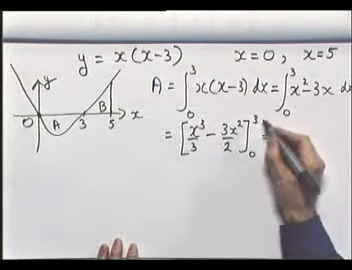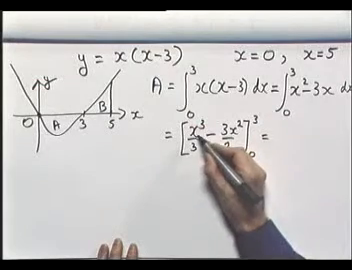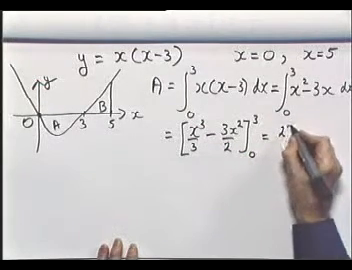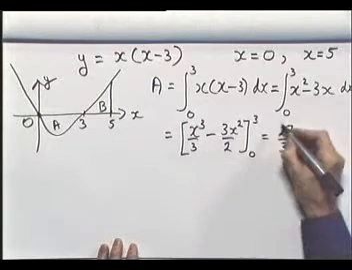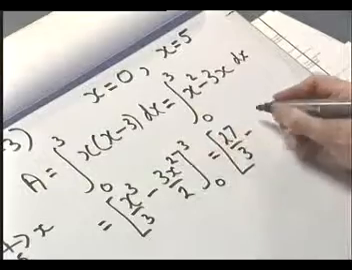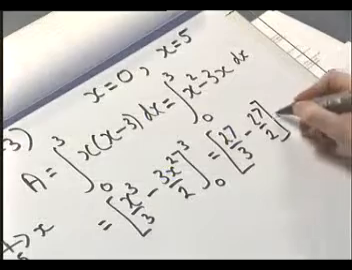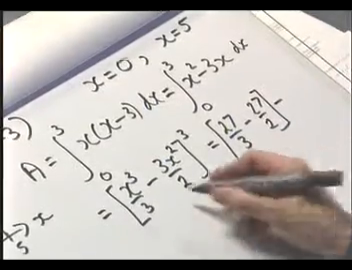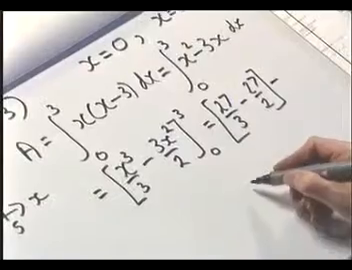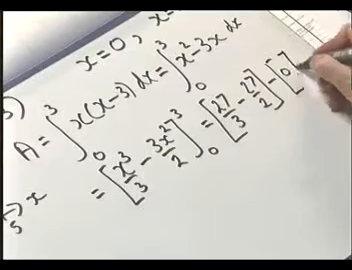Equals. We put the upper limit in first. x cubed. x is equal to 3, so this is 3 cubed. That's 27 over 3. Minus 3 times x squared. And x is 3, so we have minus 3 times 9 is 27 over 2. Minus, now we put the lower limit in. x cubed is 0 when x is 0, and x squared is 0 when x is 0. So that is minus 0.